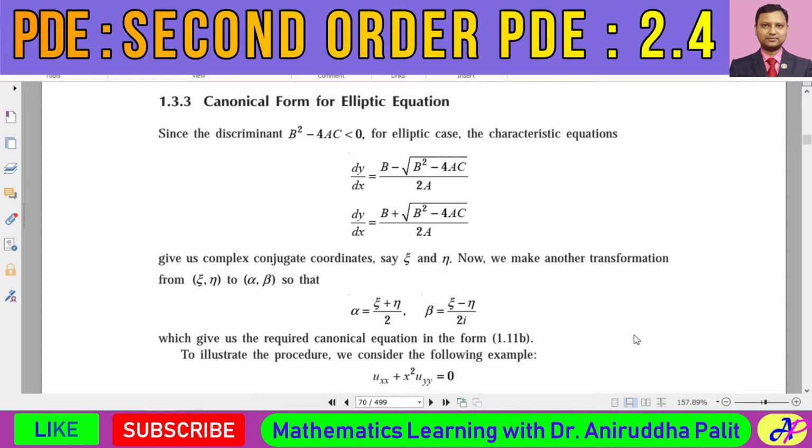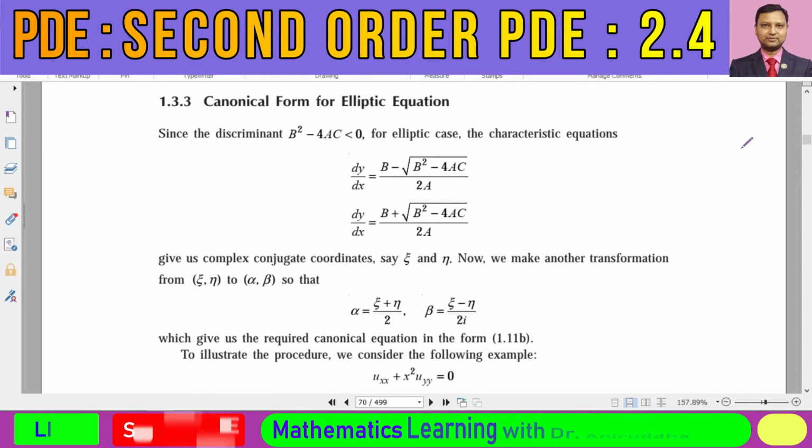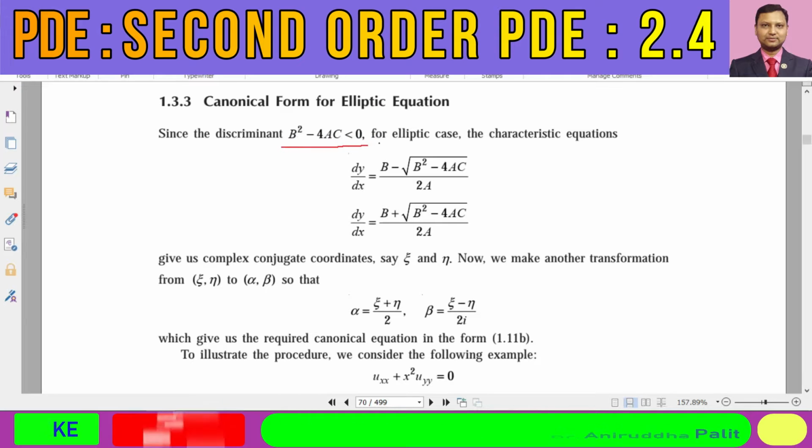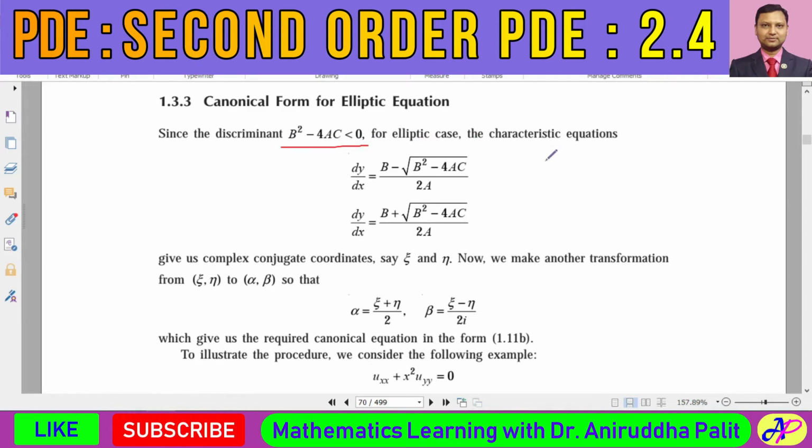Hello everybody. In this class, we shall discuss the canonical form of these elliptic equations, and we shall discuss some examples on this kind of equations as well. So, the case that when this b square minus 4ac is less than 0, in that case, we say that the given partial differential equation is elliptic.